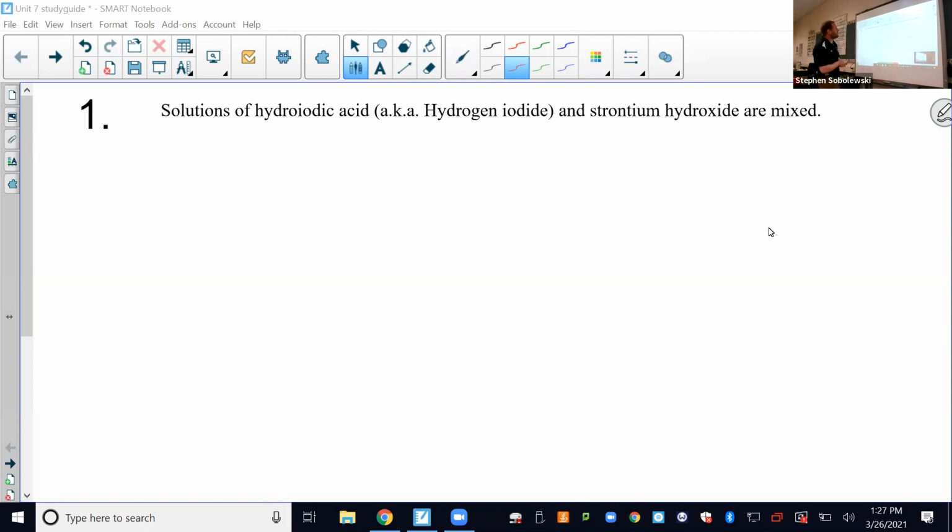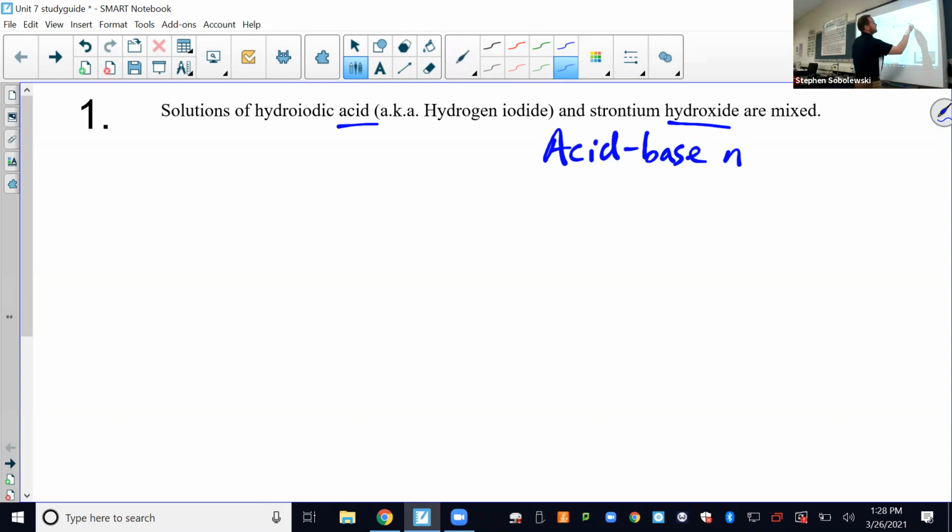So solutions of hydroiodic acid and strontium hydroxide. So right off the bat, I see 2 key words here. I see an acid and I see hydroxide. So I know this is going to be an acid-base neutralization. So what I'm looking for are salt and water as the products.